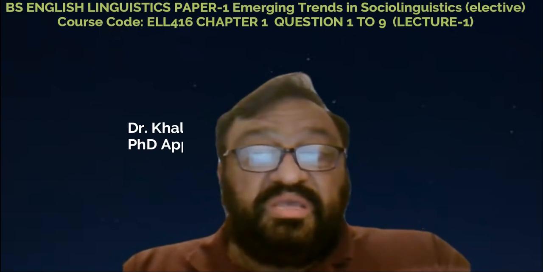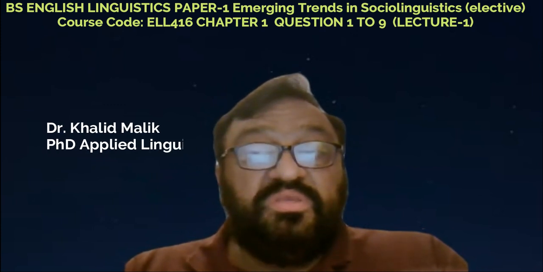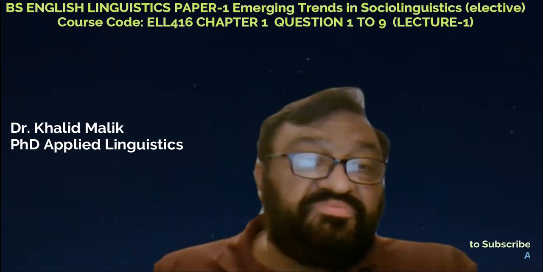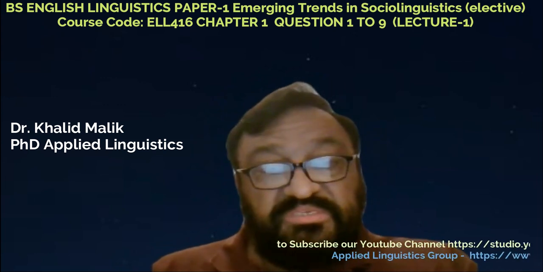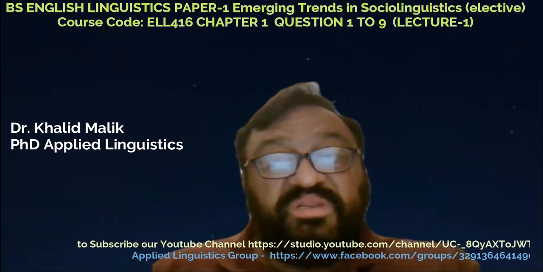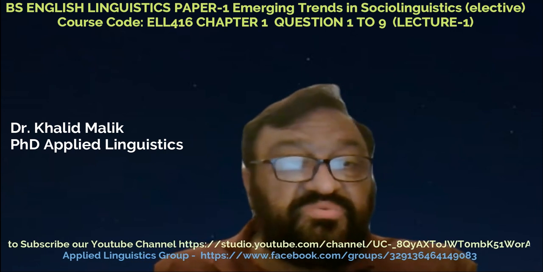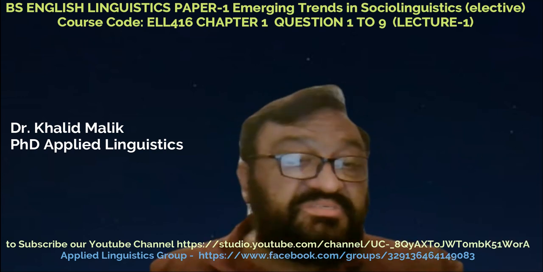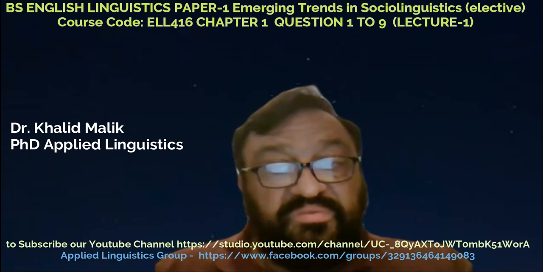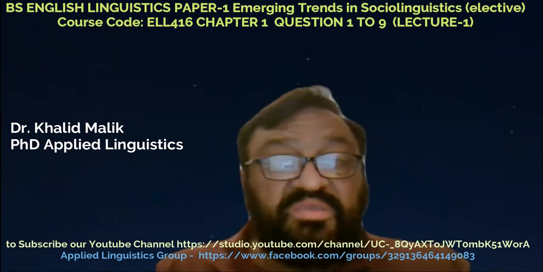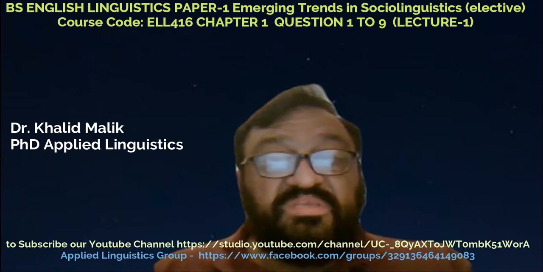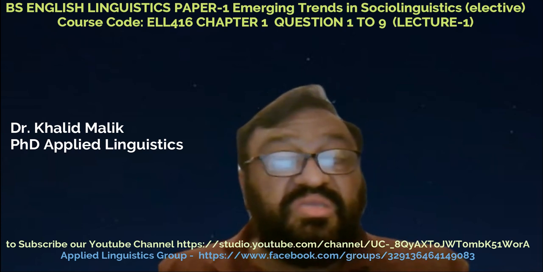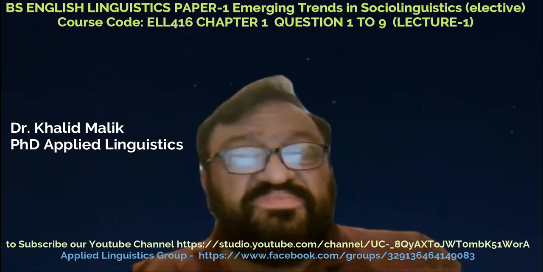BS English Linguistics, Paper 1, Emerging Trends in Sociolinguistics, the elective paper, course code ERL 416, Chapter 1, Societal Multilingualism. We discussed 7 questions. What is the first question which we discussed? What is societal multilingualism? The definition. Second question, what is diglossia? Third question, what is the definition of diglossia by Ferguson and Fishman? Comparison. Fourth question, what is code switching? And what are the factors involved in code switching? What is domain is the 6th question. 7th question, what is language birth, with regard to pidgin language and Creole language? And that's the one question that emerged here.